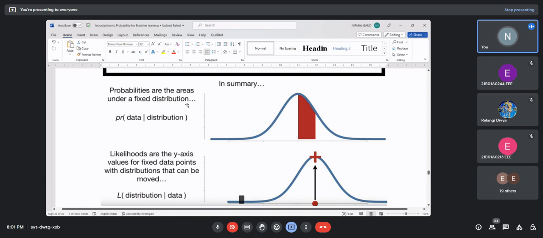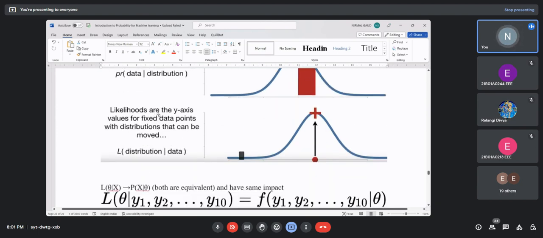Probabilities are the area under a fixed distribution. For example, you've got a bell curve, and here is the probability, shown by the red area. So probability is actually an area. I can have a value of any of the variable within this particular area. That means I have probability on the basis of data and the distribution.